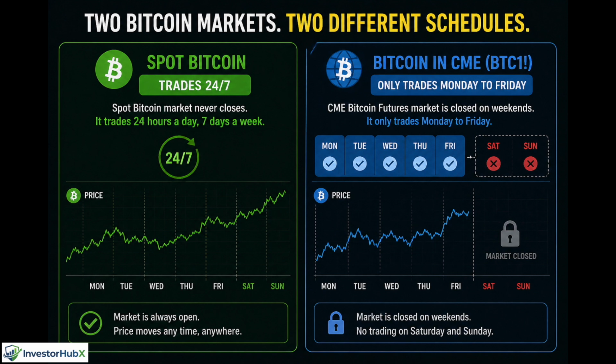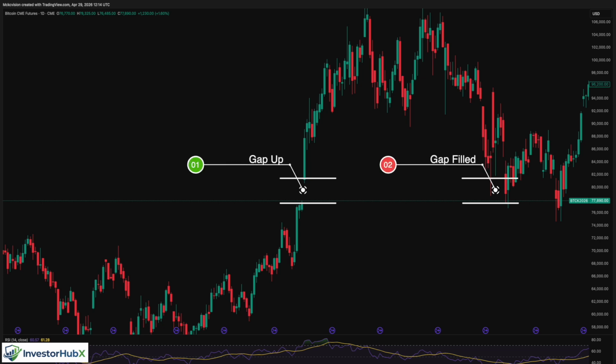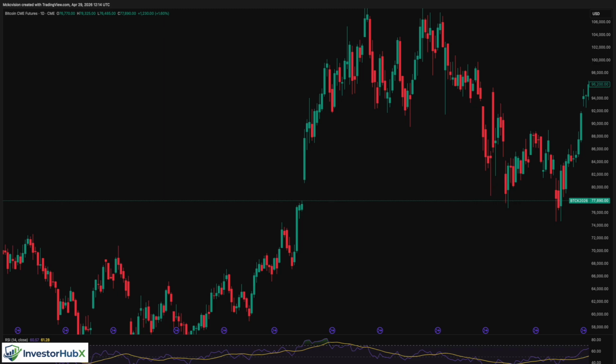So what happens over the weekend? Bitcoin keeps moving, but the CME market is closed. When it reopens, price has to jump to catch up. And that jump creates a gap. This is why you'll often see no gap on the normal Bitcoin chart, but a clear gap on the CME Bitcoin chart. And here's what traders have noticed over time. Price often comes back to fill these gaps. Not always, but often enough that it becomes important.